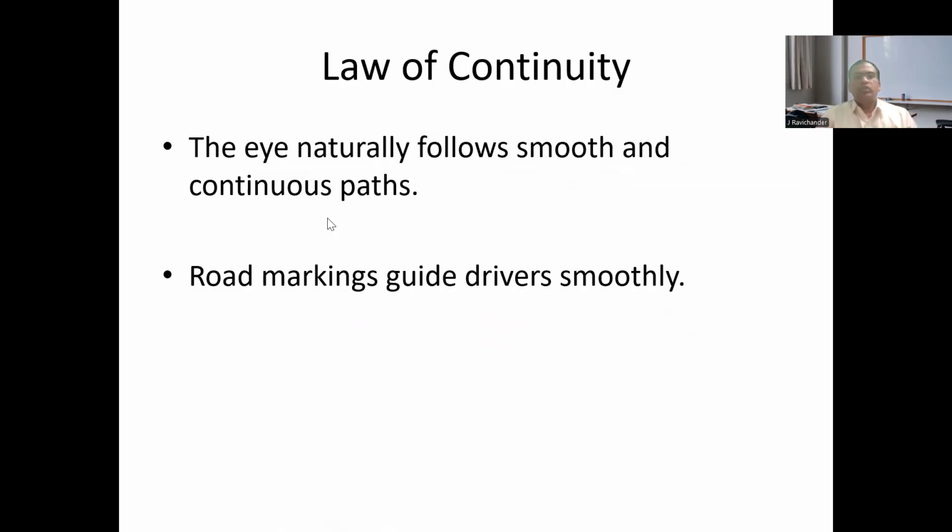Next one is the law of continuity. Usually, our eyes follow smooth and continuous paths. Road markings guide the driver smoothly. Usually, road marks will guide the driver smoothly.